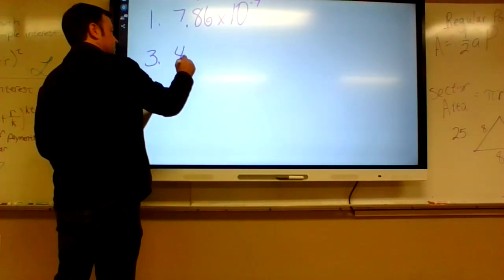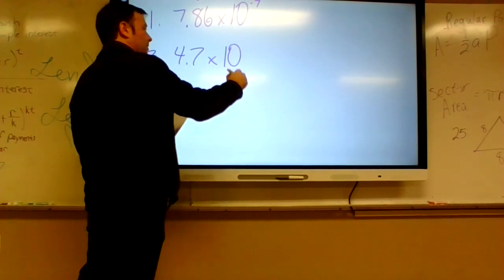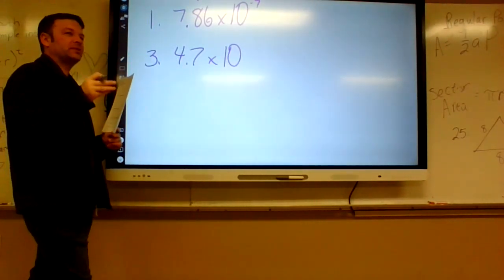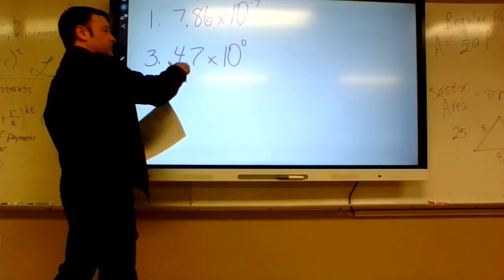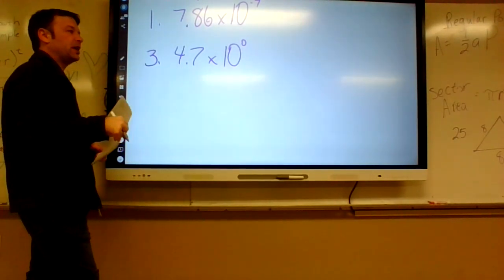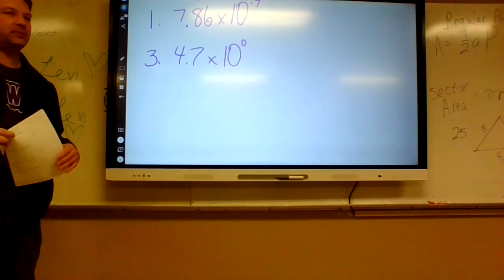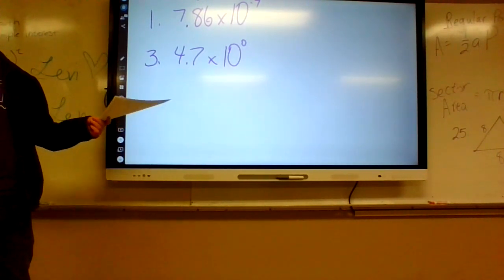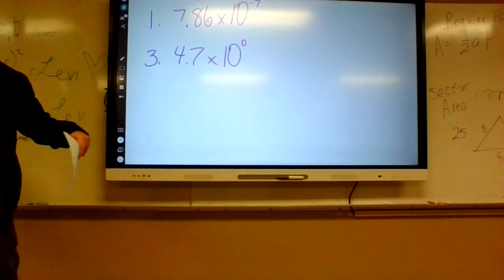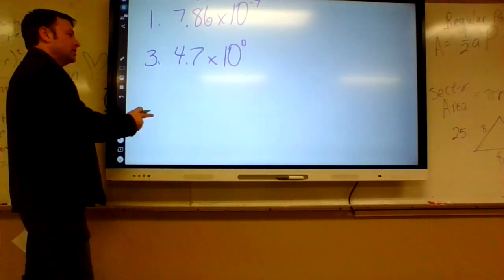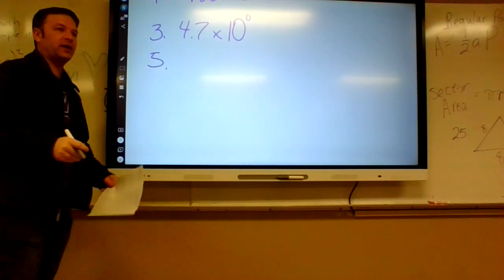4.7 times 10 to the 0. Why is it 0? Because the decimal's not moving. 10 to the 0 is like multiplying by 1, and it just keeps the value the same. This would be an example of a number you would not want to write in scientific notation, because it just makes more work. Really, it's for giant numbers, not normal numbers. Okay, anyways, number 5, back to Grant.